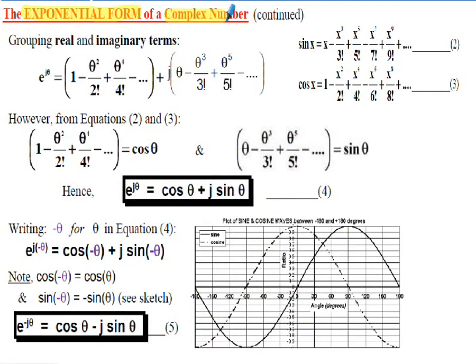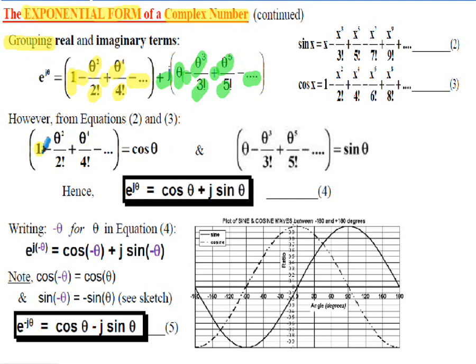Exponential form of a complex number continued. Now, if we were to group the real and imaginary terms from the previous slide for the e to the j theta power series, we'd note the following. For the real terms, we would have 1 minus theta squared upon factorial 2 plus theta to the 4 upon factorial 4, etc. If we now consider the imaginary terms of the e to the j theta series on the previous slide and group them, we'd get plus j, and in the bracket theta minus theta cubed upon factorial 3 plus theta to the 5 upon factorial 5, etc.